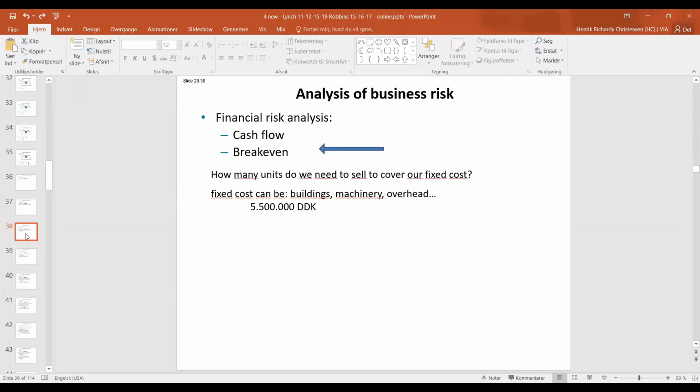Okay. So fixed costs are, for example, buildings, machinery, overhead. Overhead could be cost for managers. It can be pretty difficult to say that a manager's or CEO's salary is going directly to produce one specific product. So overhead is everything that we cannot direct to a specific production and the units that we produce.